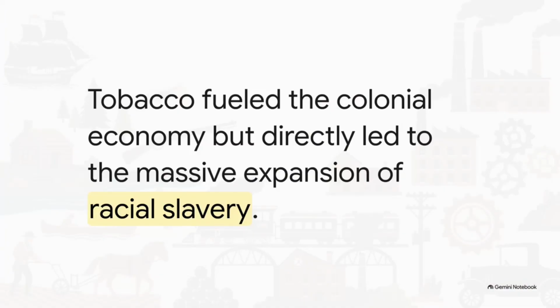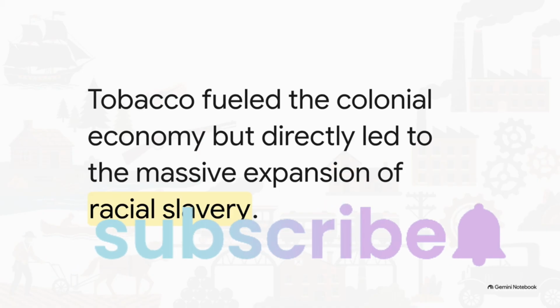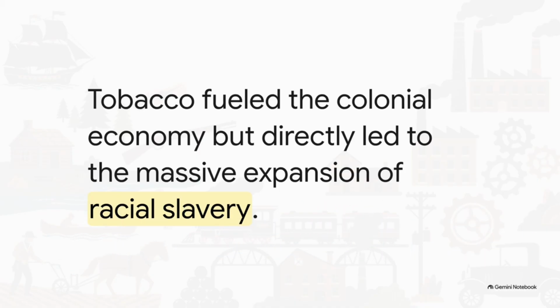Now, one single crop literally changed everything: tobacco. It became this incredibly valuable cash crop that essentially saved the Virginia colony from total financial ruin. But, and this is crucial, it came with a devastating moral compromise. Large tobacco plantations required immense amounts of labor, and this directly caused the massive expansion of racial slavery in the colonies. Africans were forcibly brought across the Atlantic, and this terrible system became the absolute backbone of the economy, setting the stage for the country's greatest future crisis.